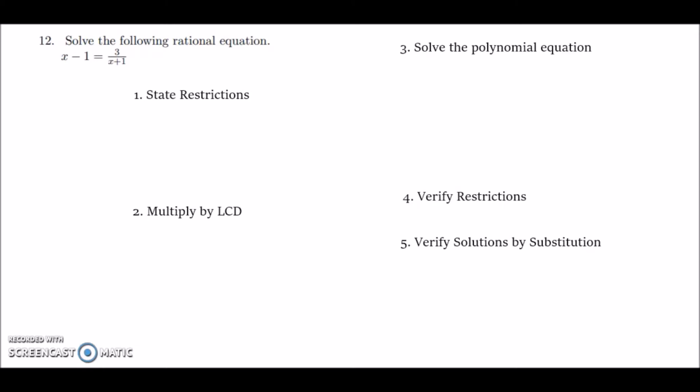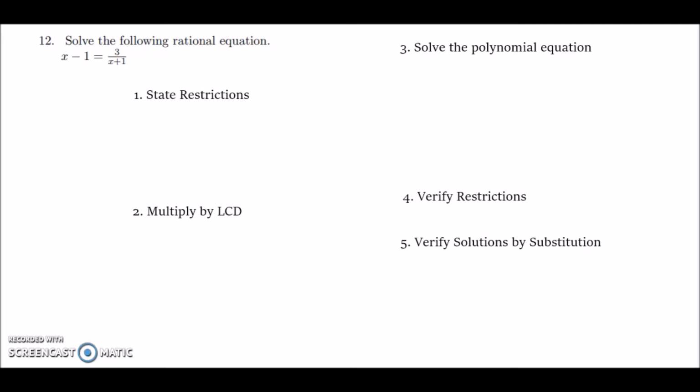x minus 1 equals 3 over x plus 1. Now, the first step, always, when dealing with this type of problem, is to set restrictions. From our experience, restrictions can be found whenever we're dealing with fractions, specifically because the denominator can't be 0. If it is, we get an undefined value for the fraction, which we want to avoid. Thus, we need to solve for all values of x where any denominator is equal to 0.